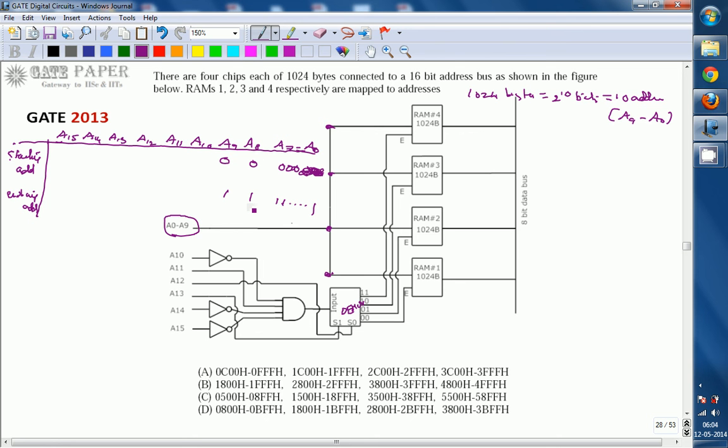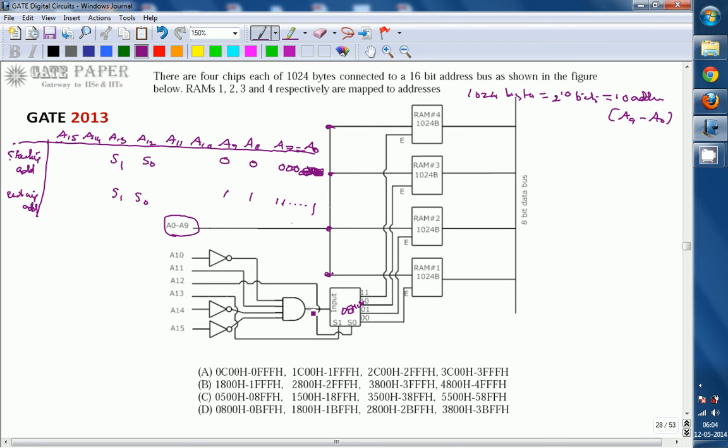Okay, now if you look at this one, S1 and S0 are connected: S1 is connected with A13 and S0 is connected with A12. So in the starting address you have to indicate that, and in the ending address you have to indicate that as well.